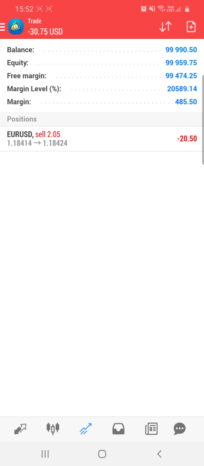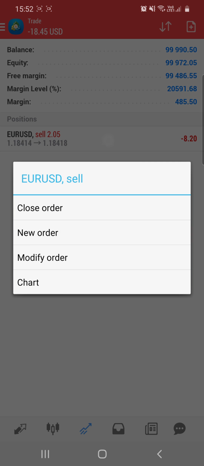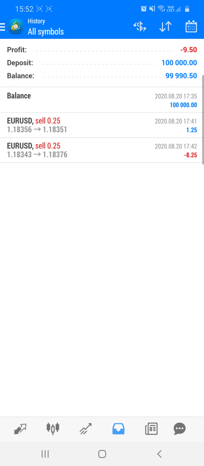And then once this order is finished, it will either hit take profit, or if we want to exit it manually, we can press close order, and then it will show in our history, and that's it.